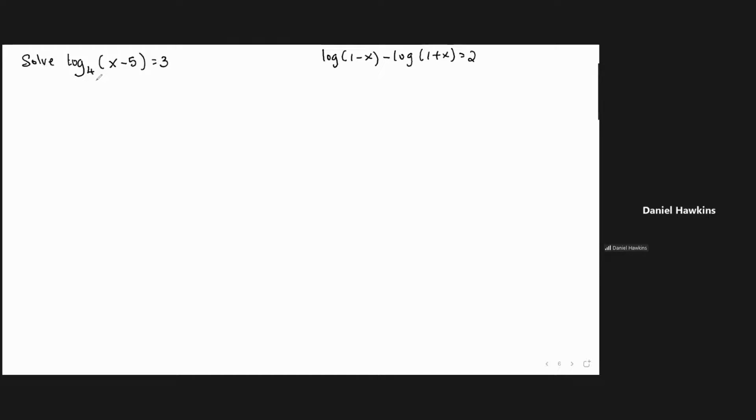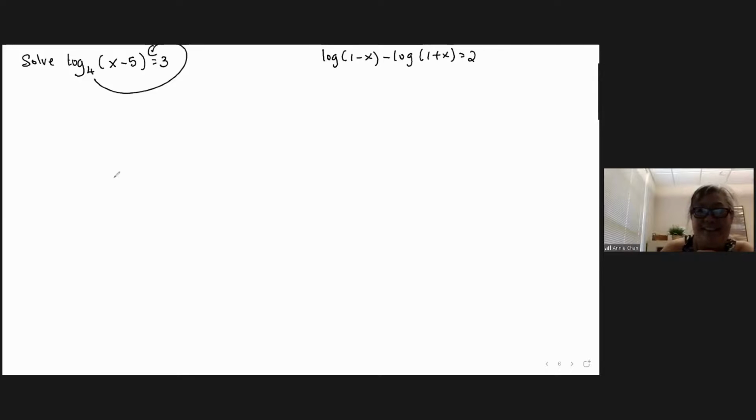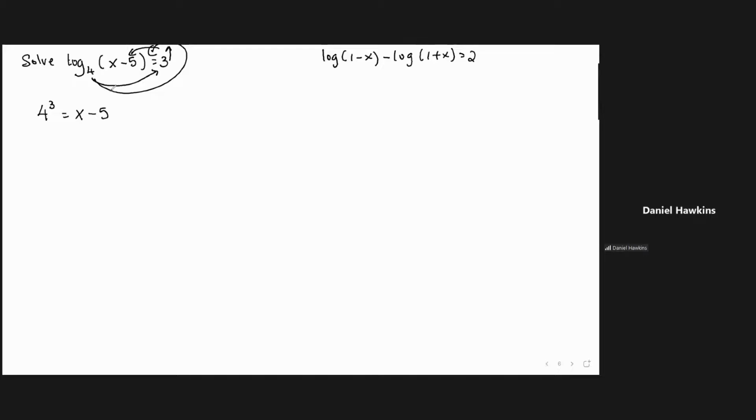Okay. You do the loop thing. So you're gonna push a 4 to the other side, push 3 up, and that will be equals to this one. So it's going to be 4 to the third equals to x minus 5. Yes, exactly right. Oh, I never knew the loop thing. I just wrote down both of the, that's super way better.